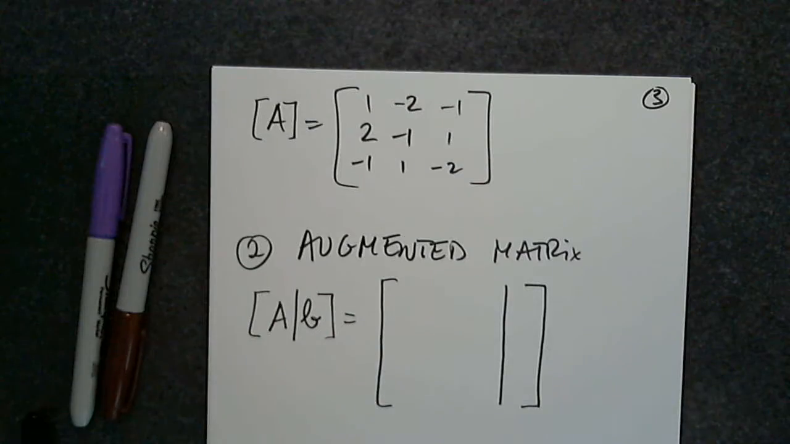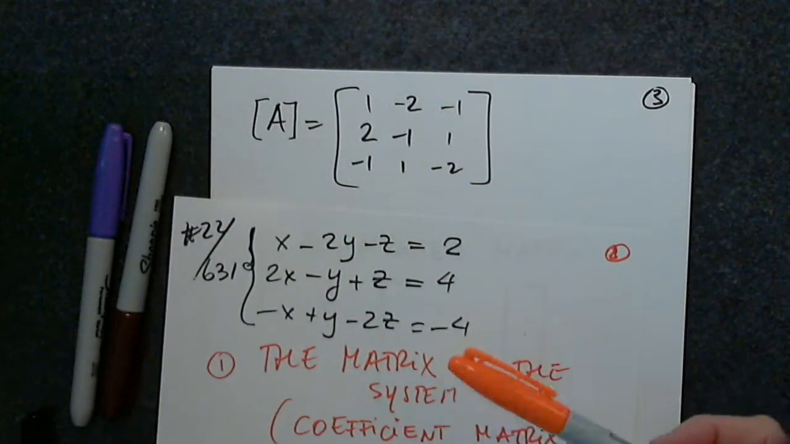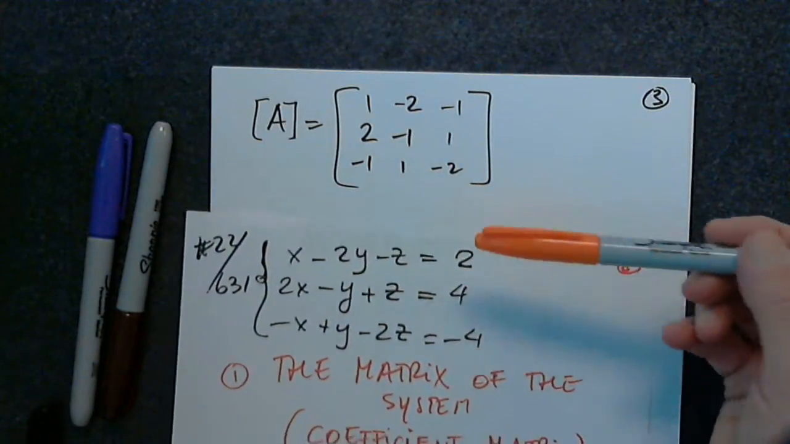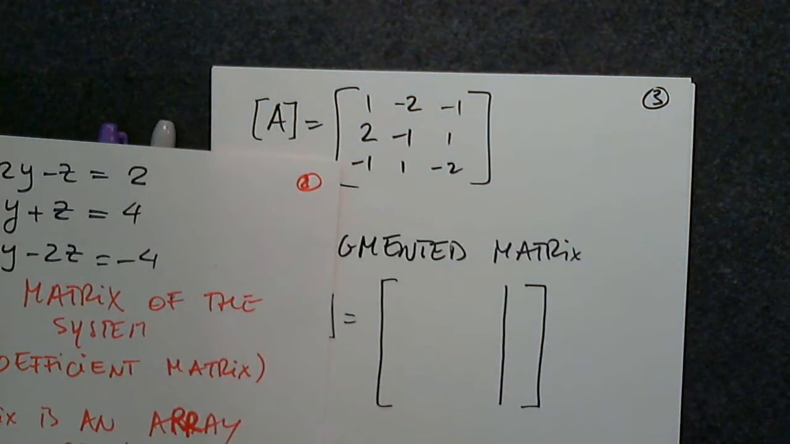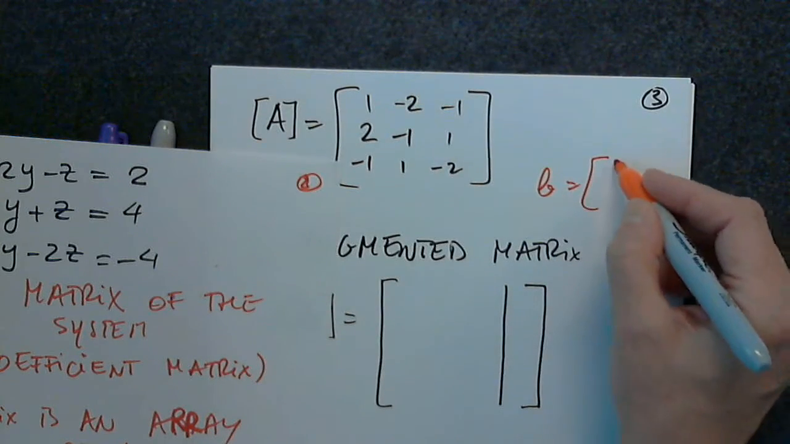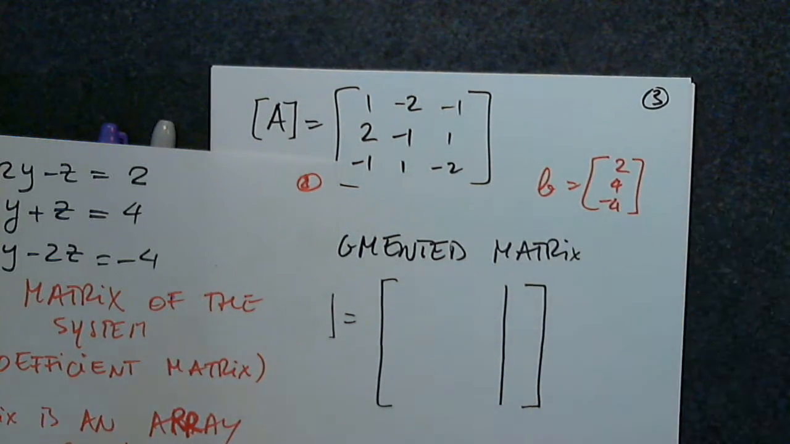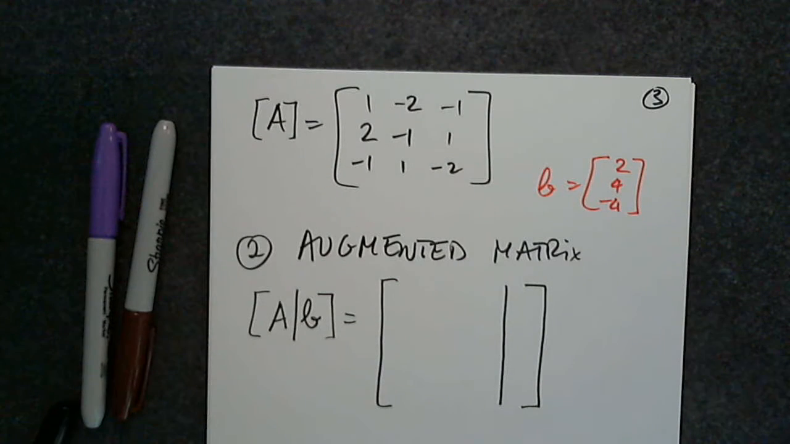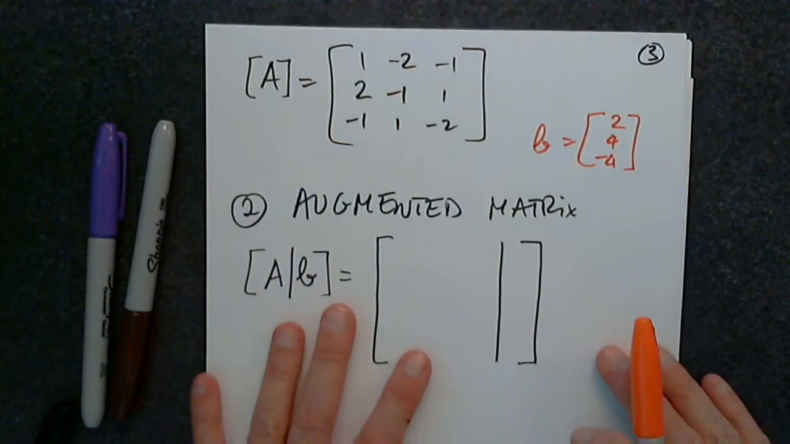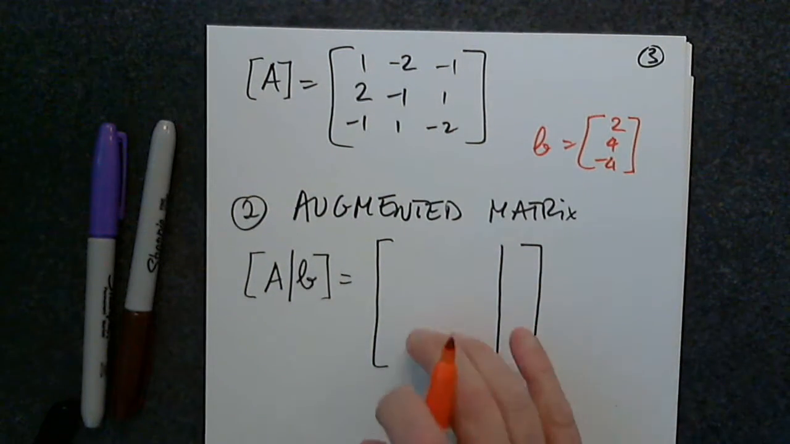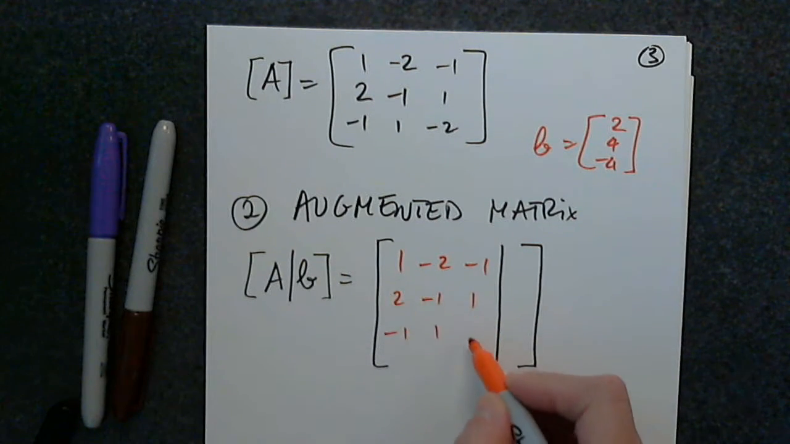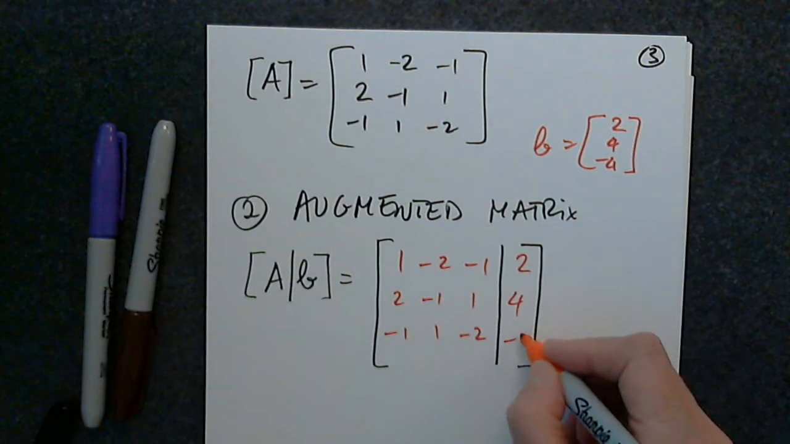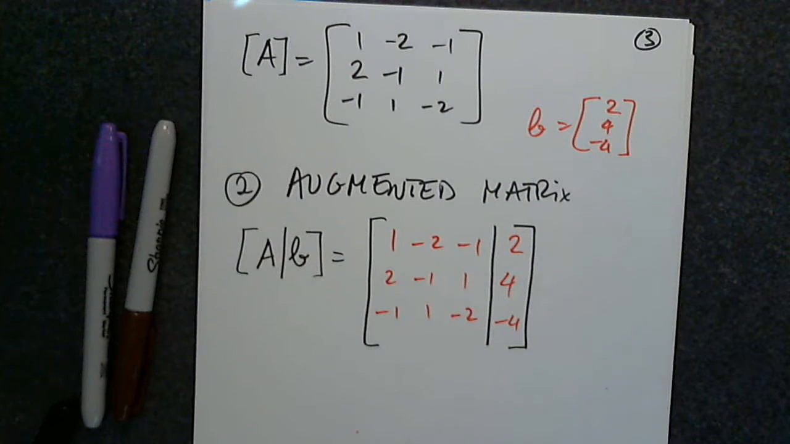And of course, going back to the system, this is B. Like this example, it's a column matrix with the free terms. So B will be, in our case, 2, 4, -4. That's the matrix of free terms. And when I create the augmented matrix, I'm going to copy matrix A inside: 1, -2, -1, 2, -1, 1, -1, 1, -2, and 2, 4, -4. This is now the augmented matrix.